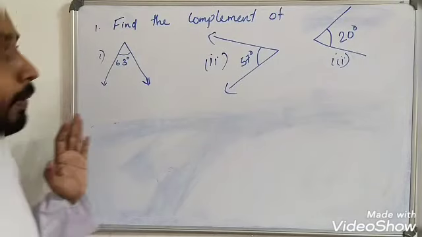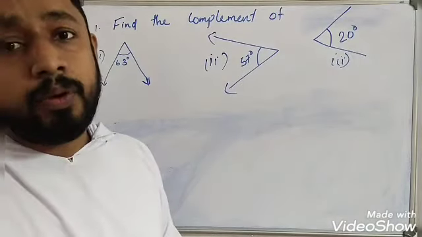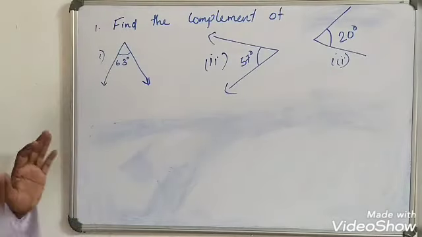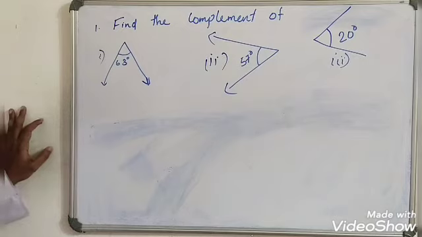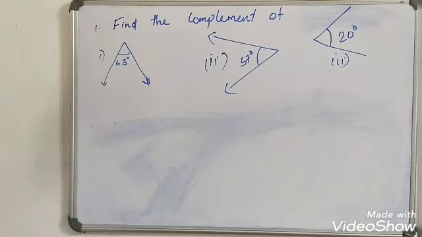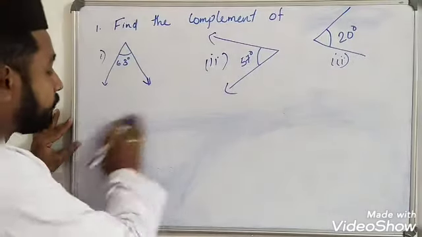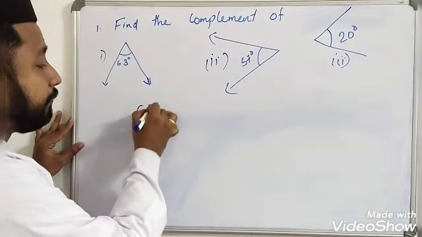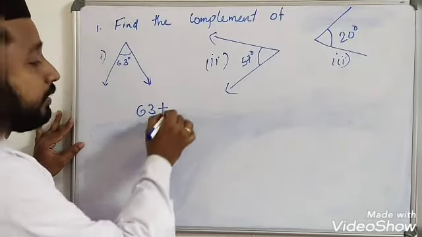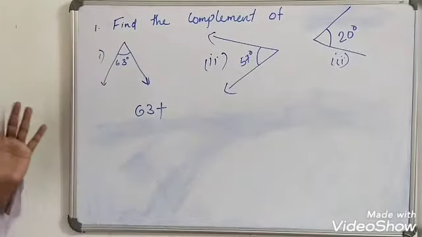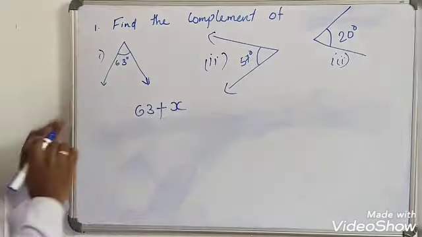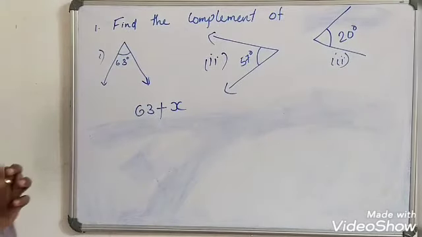We know complementary angles means the sum of the angles is 90 degree. Sum of the angles is equal to 90 degree. We have to find the complement of 63. So complement of 63, we have 63 plus the complement. We don't know the complement, so we take it as x.